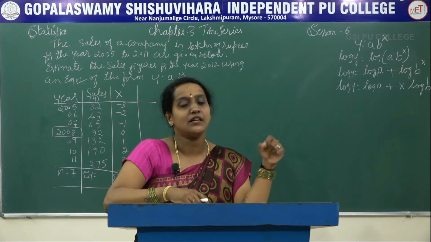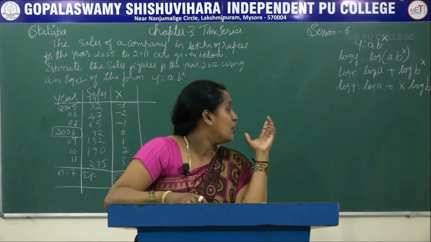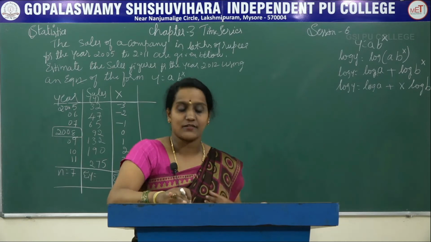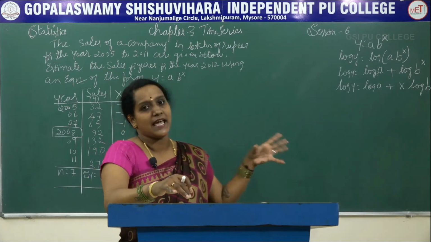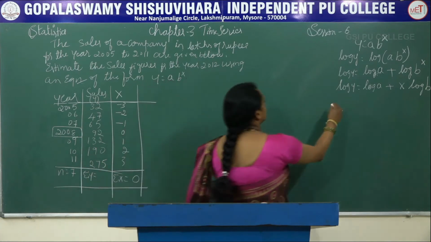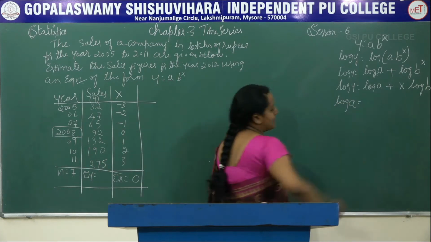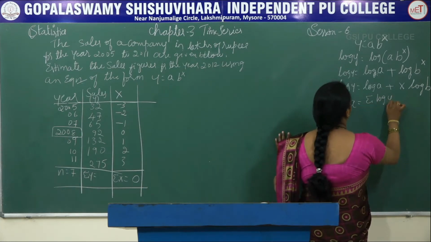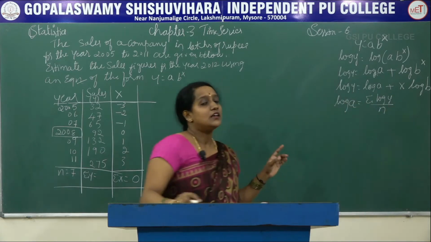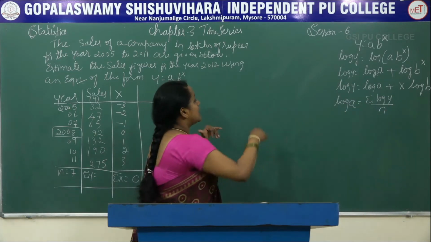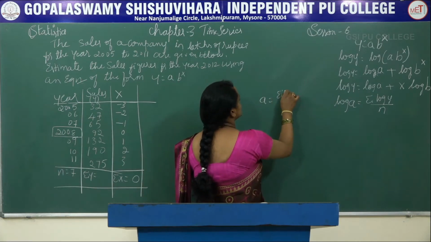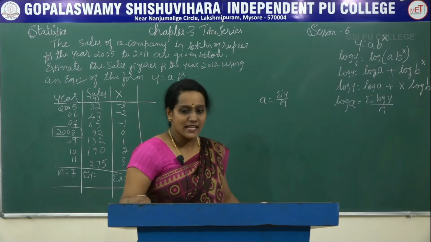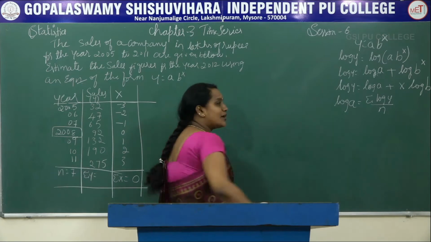For a parabolic trend and a straight line trend, we have normal equations. But for this exponential trend, we don't have normal equations. Instead, directly we can calculate the constant values a and b. To find log a, log a is equal to summation of log y divided by n. You just observe, in a straight line trend, a is equal to summation y by n. Here log a is equal to summation log y by n. This is the difference between logarithm and the straight line trend.